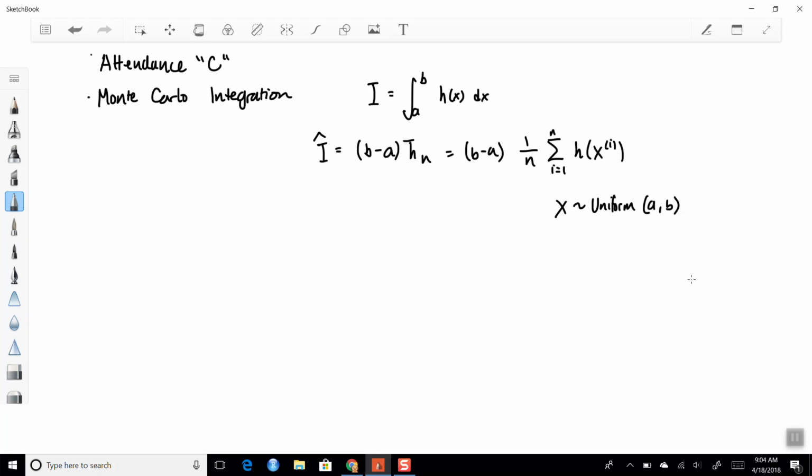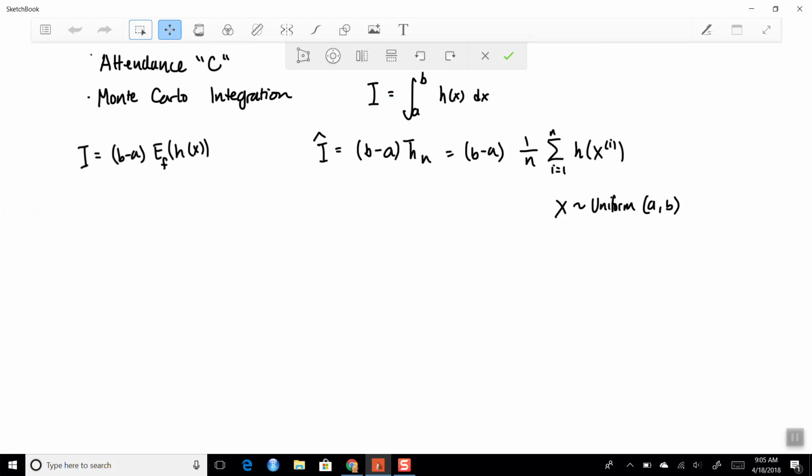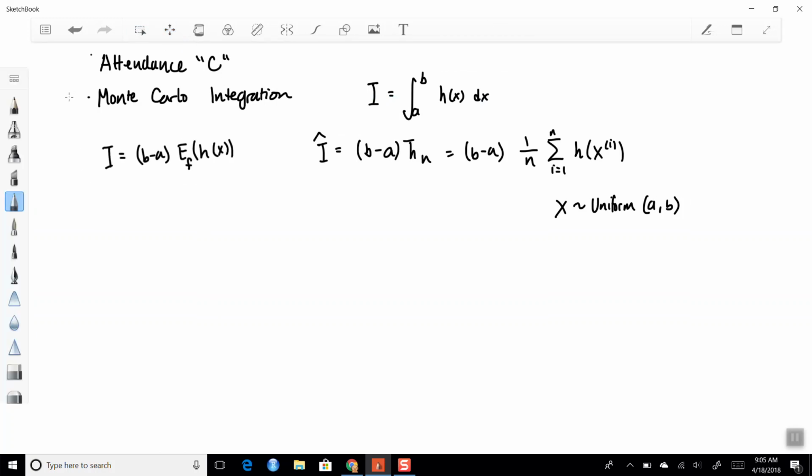So this is what we did on Monday. Well, I guess earlier we said I can be equal to b minus a times the expected value of h of x, expected value over f, where f is the uniform density there. Okay, so this is good. This is what we did on Monday.